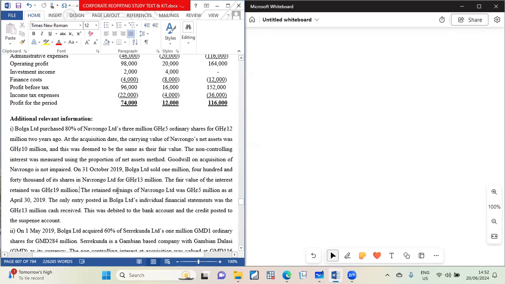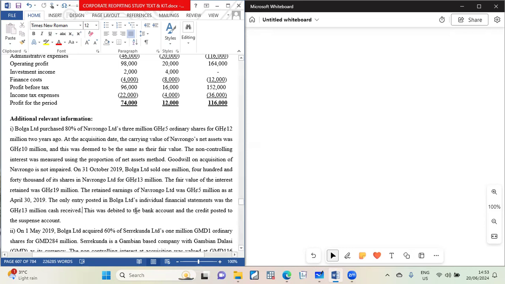So it says that the retained earnings of Navrongo Limited was 5 million as at this date, 2019, perhaps the opening, the opening year, we will check. The only entry posted in Bolga Limited's individual financial account was the 13 million received. Don't forget, apart from that, the profit, the gain or loss, also has to be done. And depending on the year in which you are, it can give rise to an increase in tax.